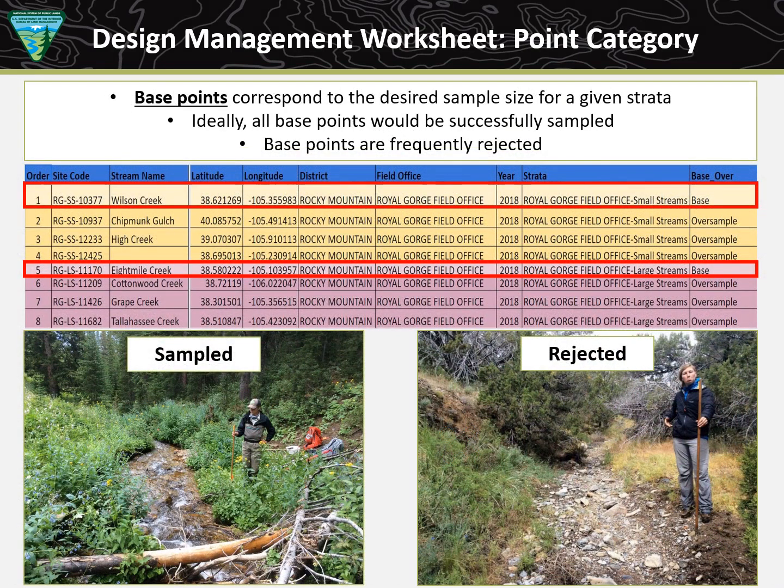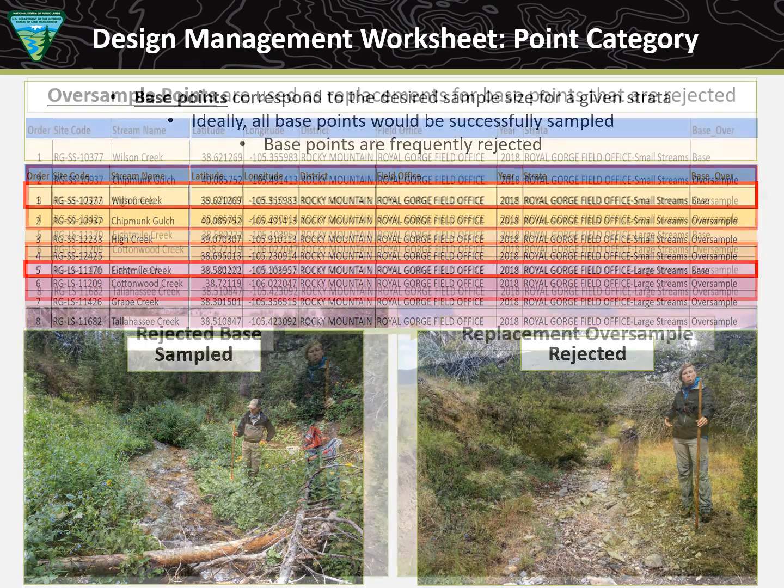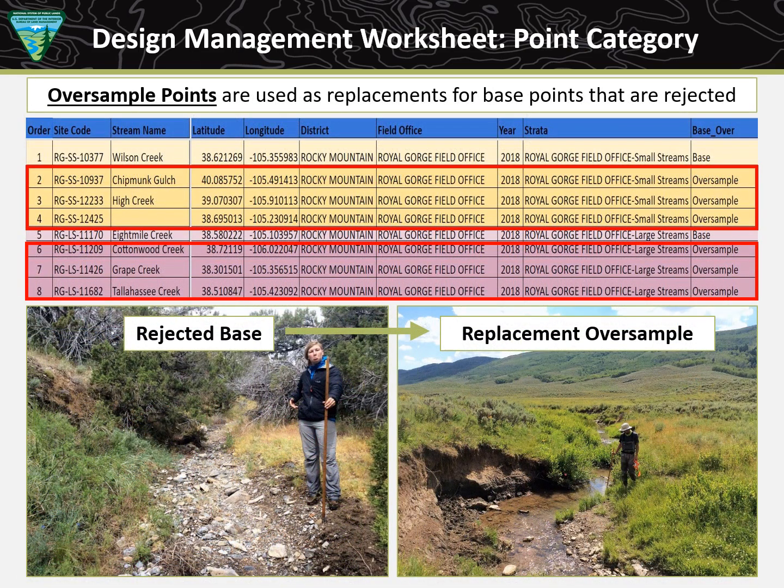These random points are designated as either base or oversample. Base points are points in a random design that correspond to the desired sample size for a given strata. Ideally, all base points would be successfully sampled. However, for a variety of reasons, base points are frequently rejected. Oversample points are points in a random design that are used as replacements for base points that are rejected or cannot be sampled.